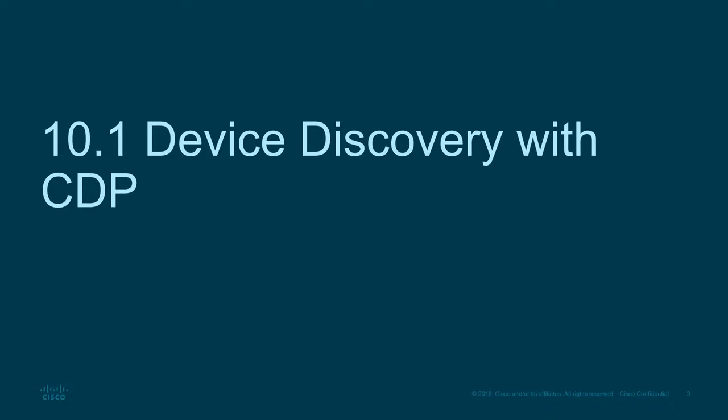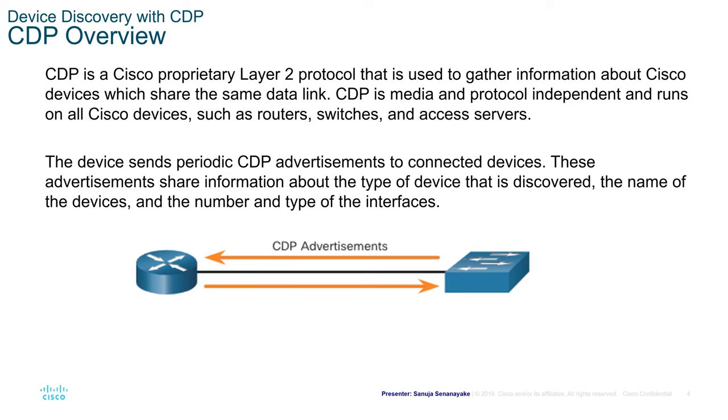Device discovery with CDP. CDP overview. CDP is a Cisco proprietary layer 2 protocol that is used to gather information about Cisco devices which share the same data link. CDP is media and protocol independent and runs on all Cisco devices such as routers, switches, and access servers.